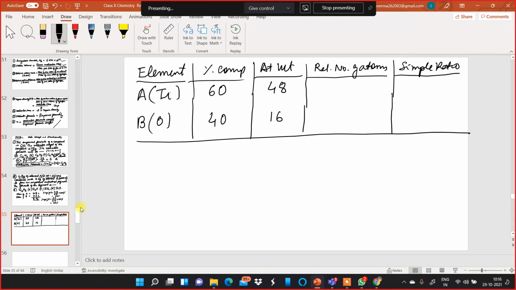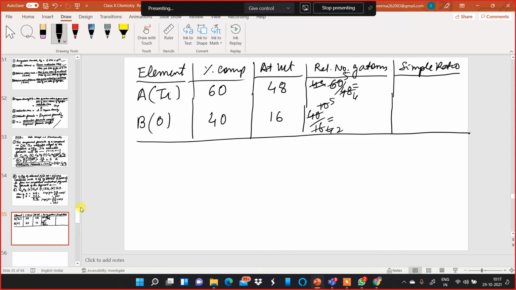Now, after that, I'll draw a line. And now, first thing I'll calculate is relative number of atoms of A and B. To get the relative number of atoms of A, I must divide 60 by 48. To get the relative number of atoms of B, I divide 40 by 16. Now simplify this. 60 by 48, 12 4s are 48, 12 5s are 60. 4 4s are 16, 4 10s are 40. So this is 5 by 4, and this is 5 by 2.